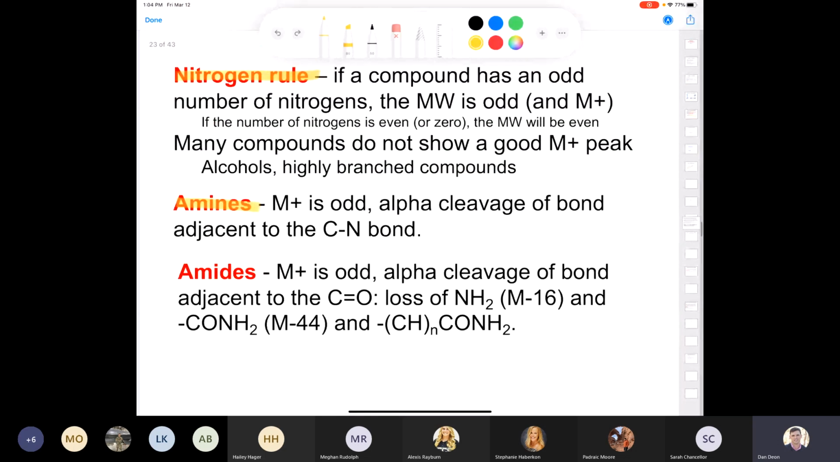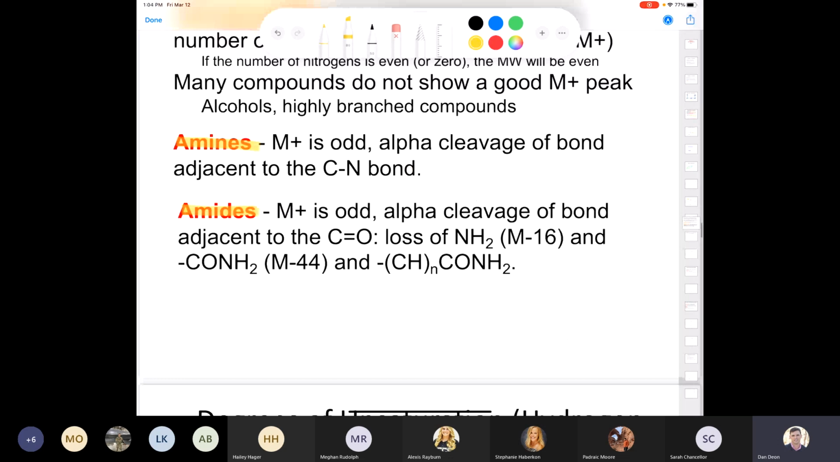The next one is an amide. And again, there's more than one type of amide. We can have primary, secondary, and tertiary amides. For example, if you have an NH2 like this on your amide, this is a primary amide. If your nitrogen has one R group attached to it, this is called a secondary amide. And if your nitrogen has two R groups attached to it, this is called a tertiary amide.